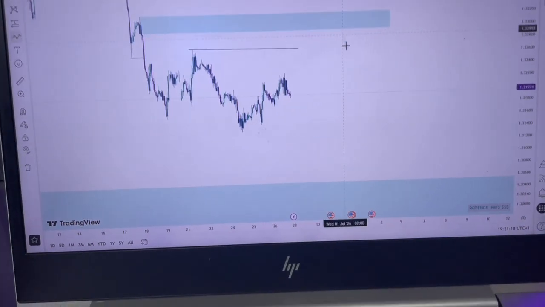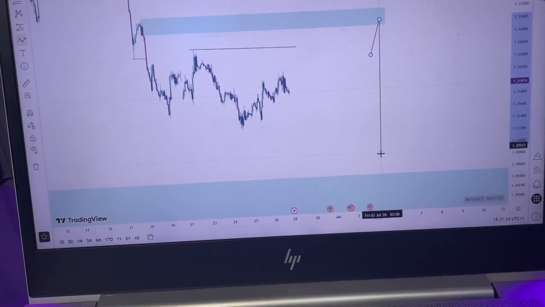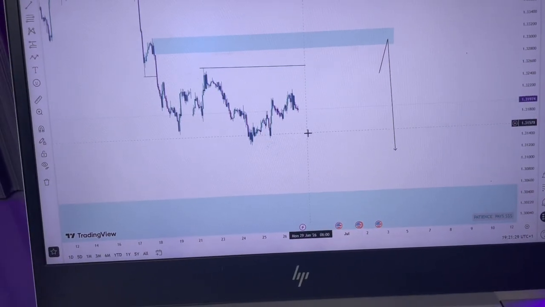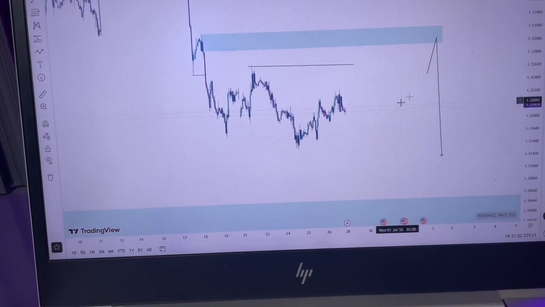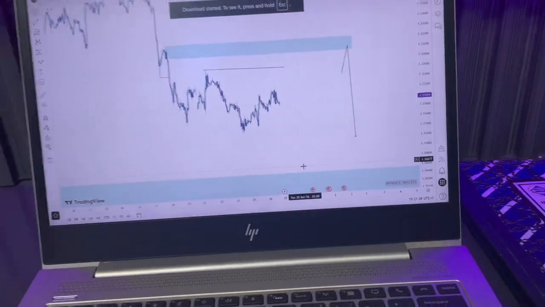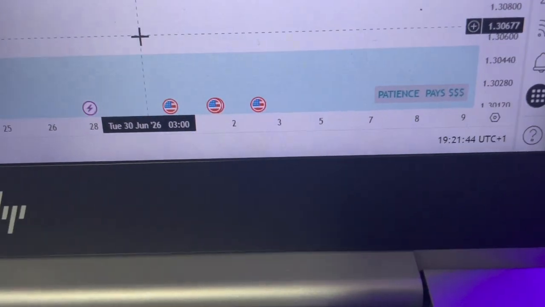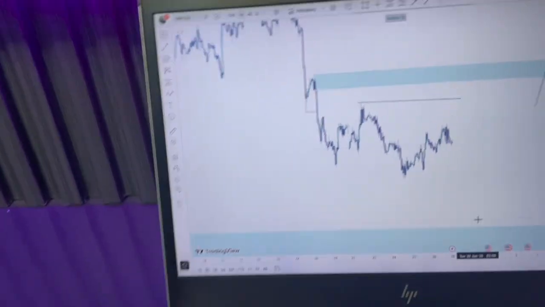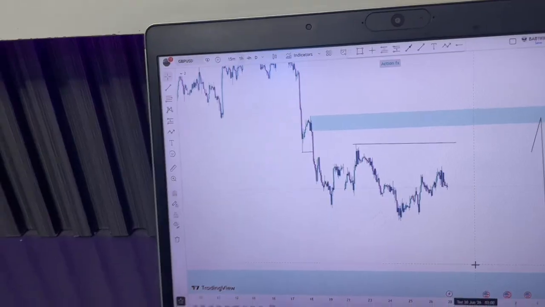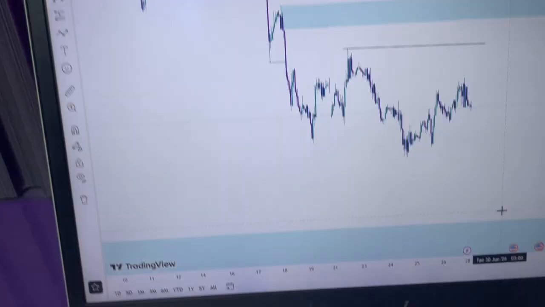Sorry about that. So this is my supply zone, which I'm interested to sell from whenever price gets to it. This is just the pure and basic opportunity I'm seeing in GBP/USD in this particular week we are currently entering. By the way, today is Sunday, like I said earlier, the 28th of June, and the time is currently 7:21 p.m., as you can clearly see.